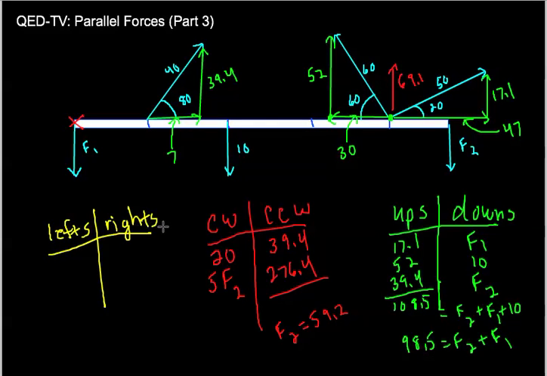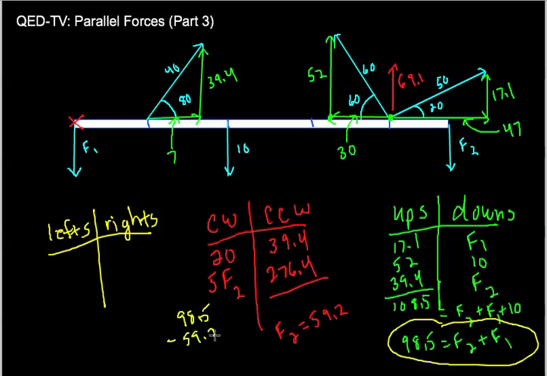Lefts and rights. Okay, because right now I can figure out what F1 is, because I know that F2 plus F1 should be 98.5. So if my F2 is 59.2, I'll take 98.5 minus 59.2, and I'll get 39.3. So I know that this F1 here is 39.3 going down. But does this mean that I'm completely in equilibrium? Well, I won't be rotating, but right now, do my lefts equal my rights? Up here I have a right force of 7. Here I have a left force of 30. And here I have a right force of 47. Which means I have a total right of 54 and a total left of 30.